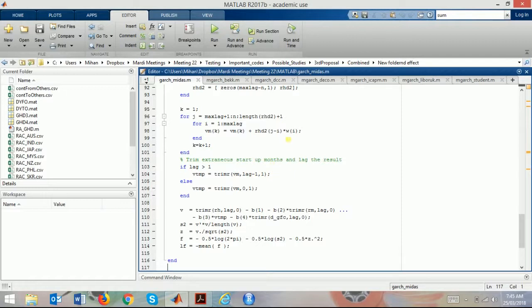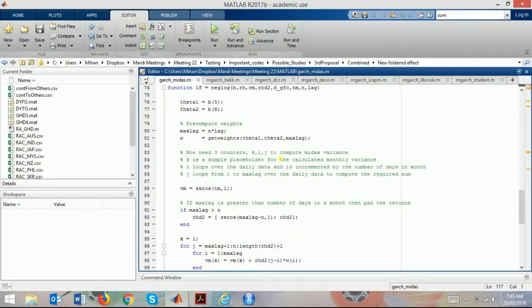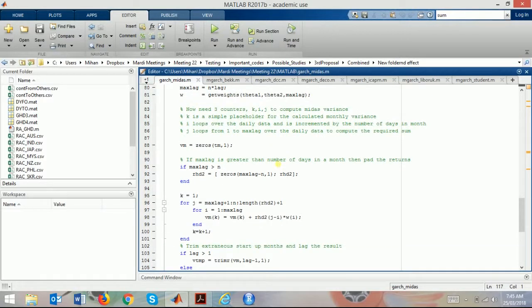There are a lot of tweaks and complications in this problem, quite a difficult problem, I must say, because of a lot of trimming and adjustments to the dimensions, and I'm not quite sure how this has been done. See, if we have 3 counters, why do we need 3 counters? K, i, j to compute Midas variance. K is a simple placeholder for the calculated monthly variances.